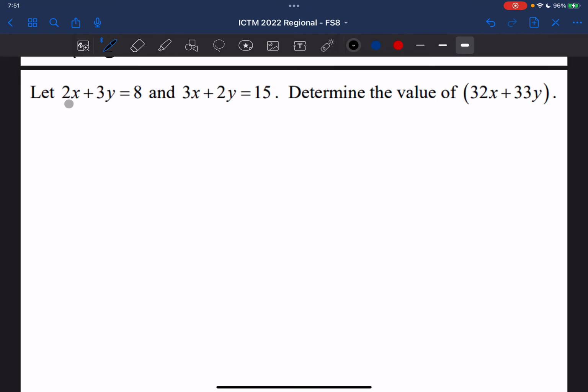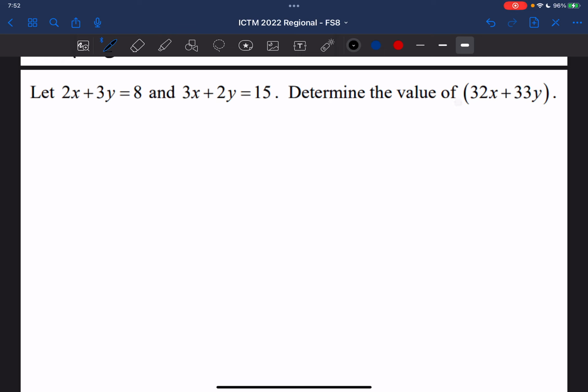Here we say we want to let 2x plus 3y equals 8, and 3x plus 2y equals 15. So we want to determine the value of 32x plus 33y. Now, there's no way to use one equation alone just to get this.